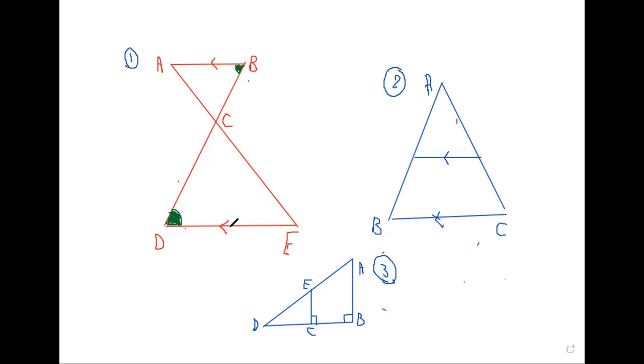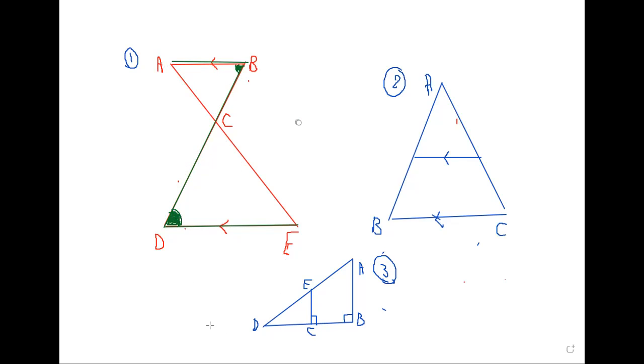So we have parallel lines here. We have two parallel lines, right? Then AB is parallel with DE, and we have a transversal, which is BD. So it looks like you have letter what here? It looks like letter Z. So we have alternate interior angles.